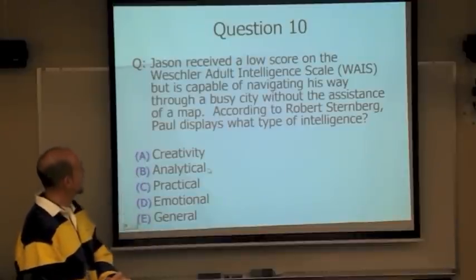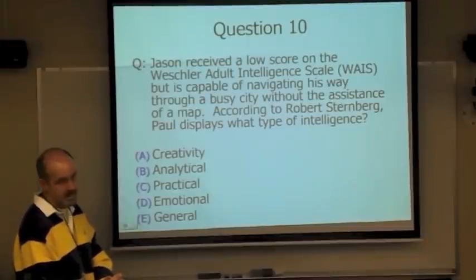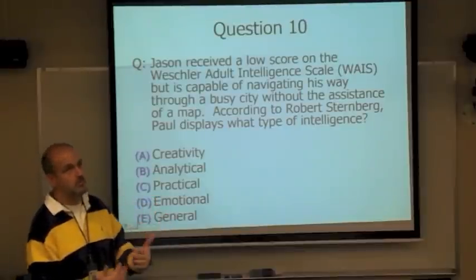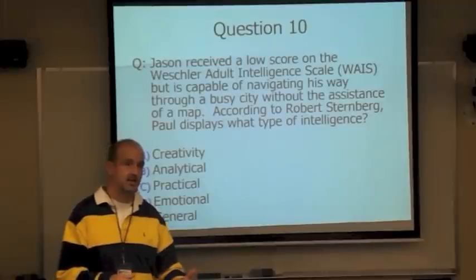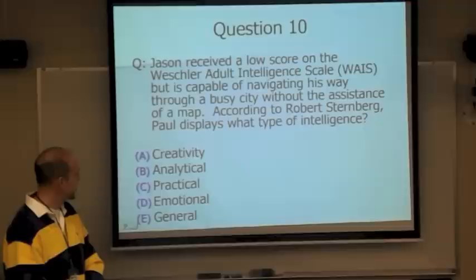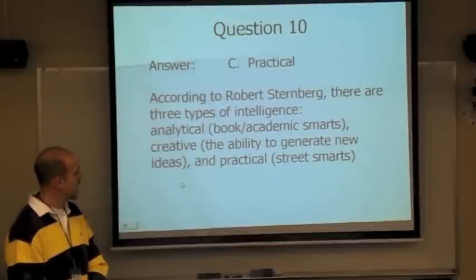Jason received a low score on the Wechsler Adult Intelligence Scale, which we'll talk about that test in a moment, but is capable of navigating his way through a busy city without the assistance of a map. Okay, so right away you should be asking, this is somebody that's very good in their environment, that works well with other people, that is able to kind of get around certain places without asking for too much help. Which one of these kind of correlates to street smarts? Is that A, creativity, B, analytical, C, practical, D, emotional, or E, general? Now again, practical a lot of times not only is it called street smarts, but it's also been called common sense. And if you guys picked C on that one, you were correct.